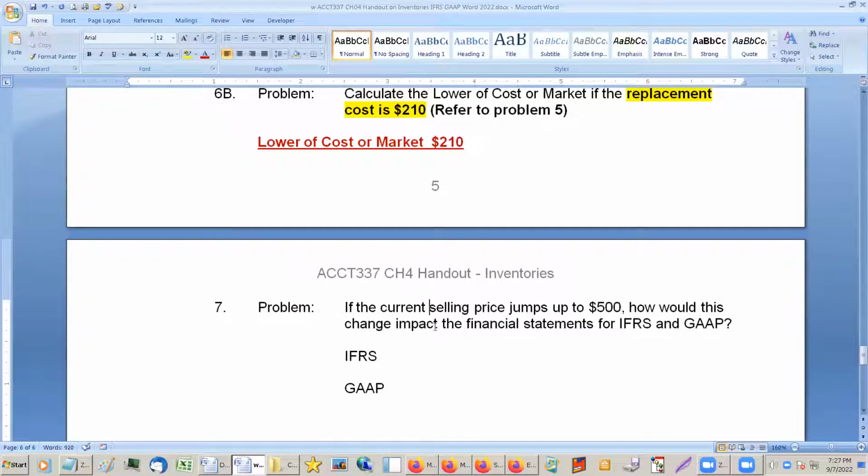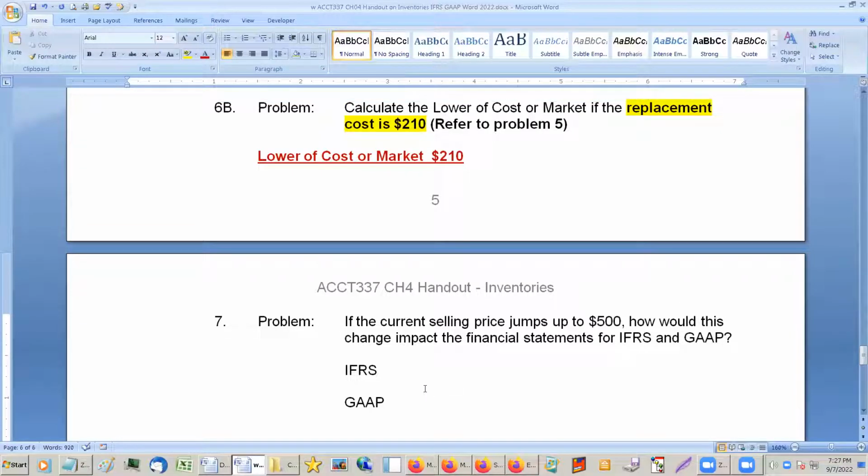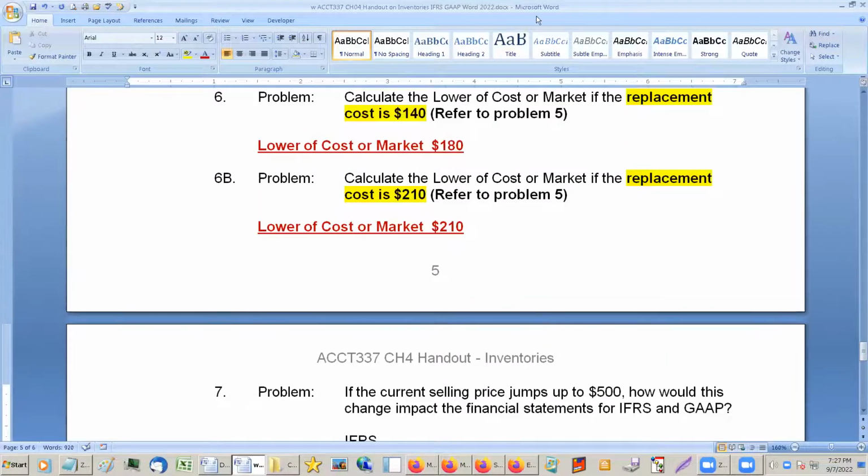Problem 7. If the current selling price jumps to 500, how would this impact the financial statements for IFRS and GAAP? Okay, another one of the things about IFRS is they allow for recoveries, and they do this for inventory, they do this for other assets. If you write them down and it turns out that now they're worth more, you can write them back up, right?